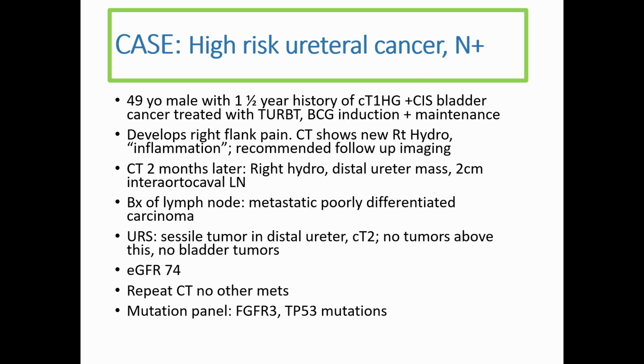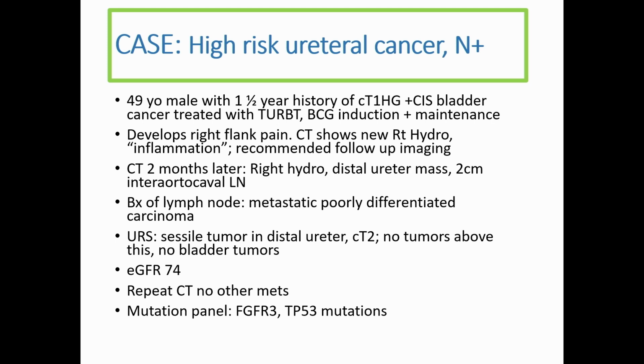About 2 months later, he gets an appointment, and right hydro is seen again with a mass in the distal ureter and a 2-centimeter interaortocaval lymph node. Again, the tumor's in the distal ureter, the lymph node is interaortocaval. Biopsy of the lymph node shows poorly differentiated carcinoma. Ureteroscopy shows a sessile tumor in the distal ureter. We actually have muscle in that specimen, which we don't see very often, so clinical T2.